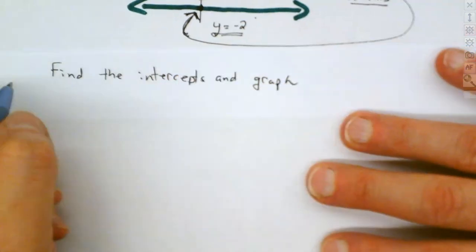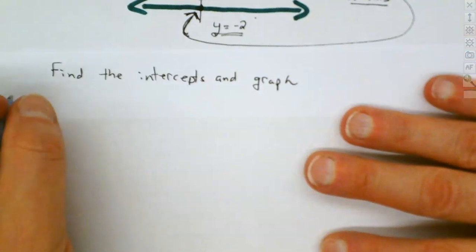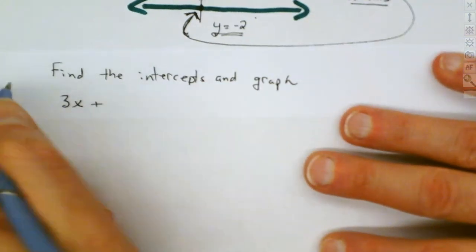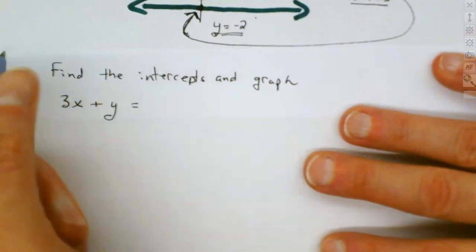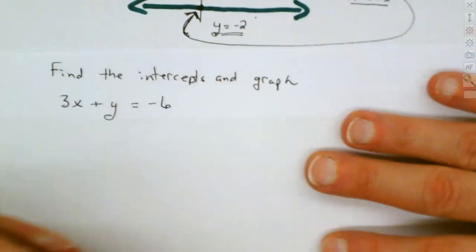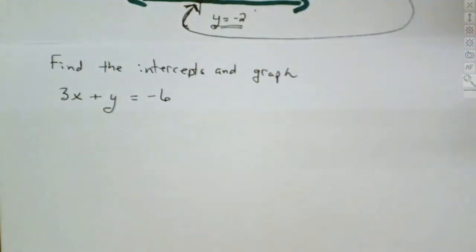So here's an equation that I'm going to give you. We are going to find the intercepts, and we're going to graph it. So we'll start off with this one. Okay, now, we want to find the intercepts.